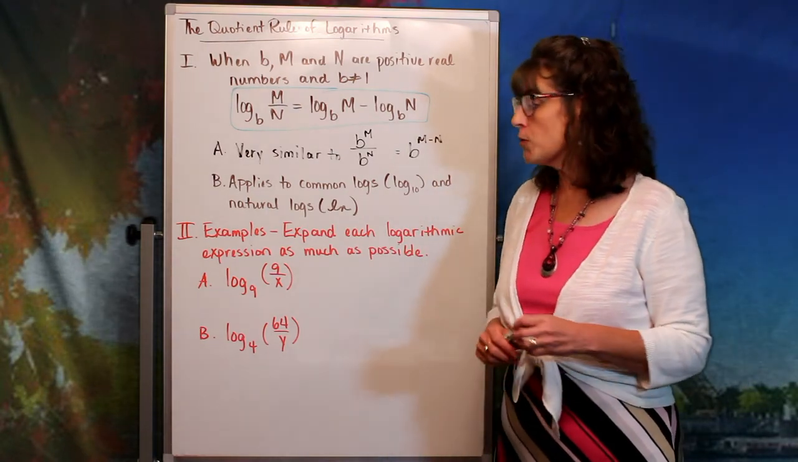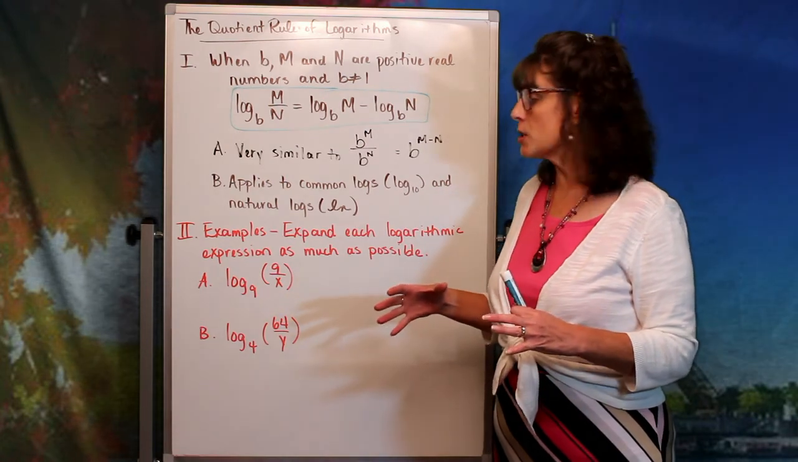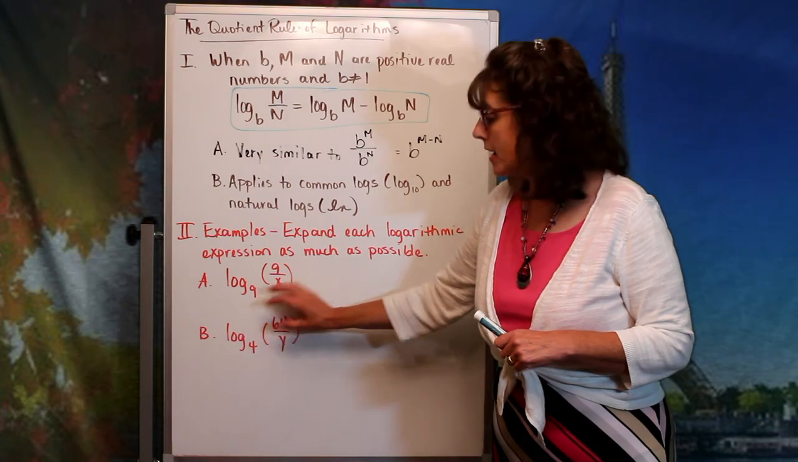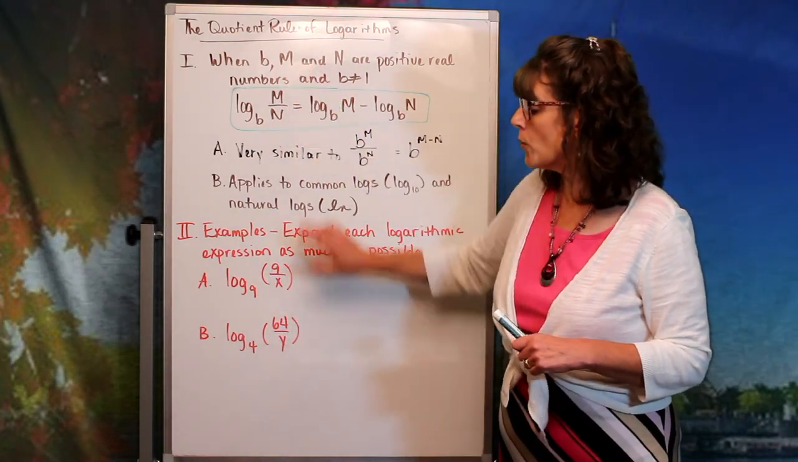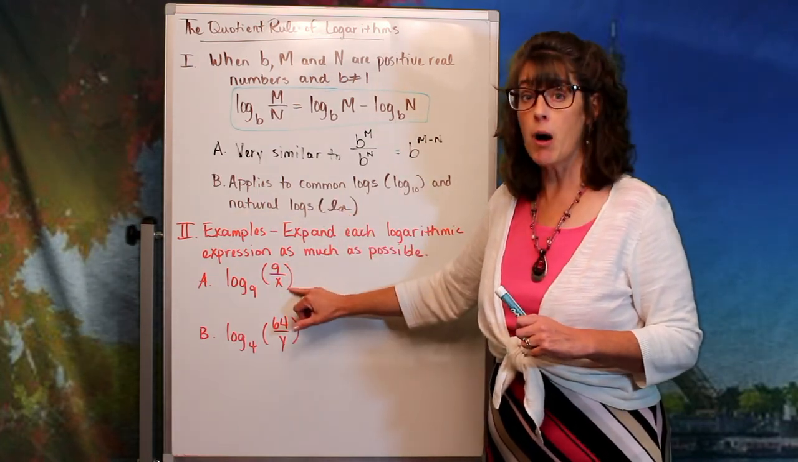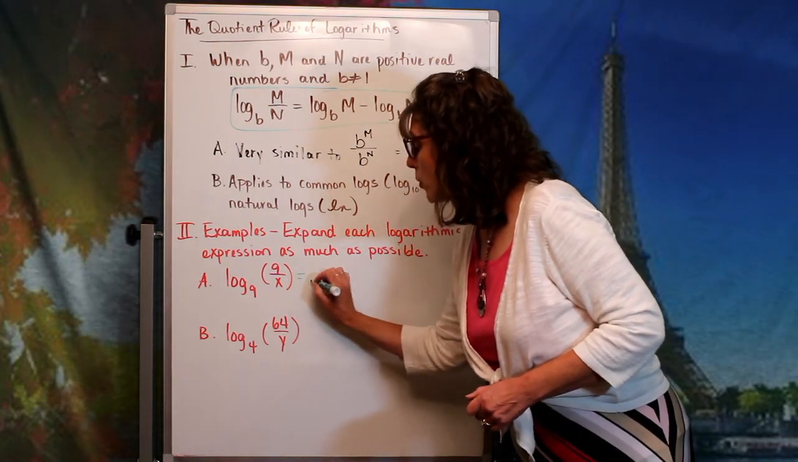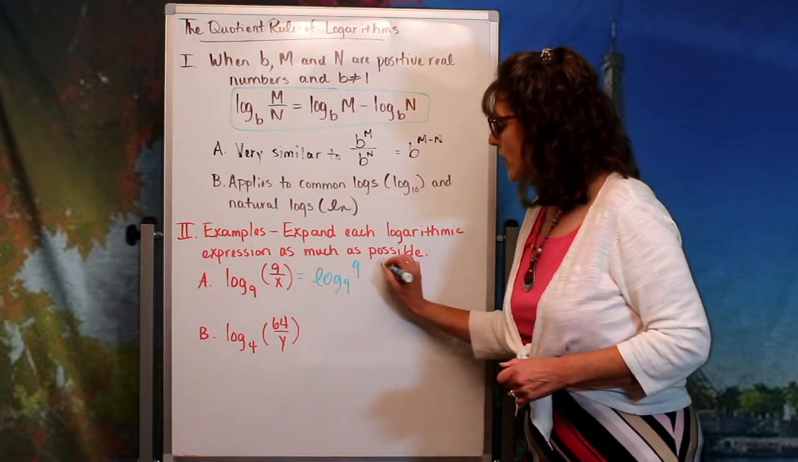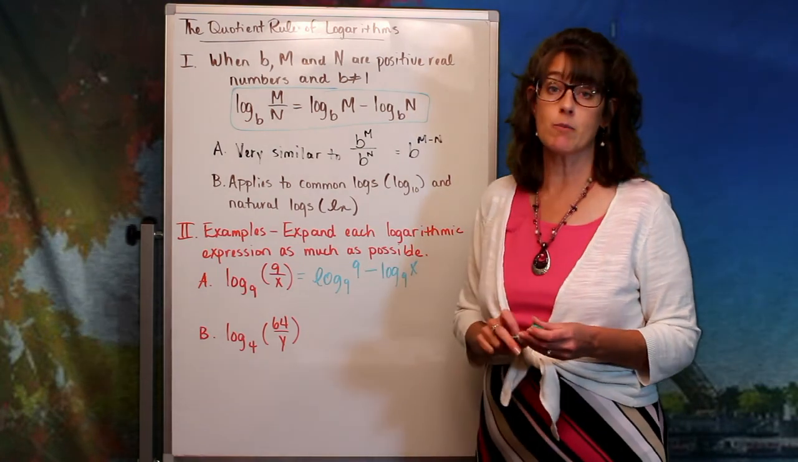So let's take a look at using this. We're going to take a look at two examples where we expand each logarithmic expression as much as possible. So notice here that I've got the log base 9 of this division problem, this quotient. So according to our quotient rule, we can take this and we can split it up and we can do the log of the top, log of the bottom, separate them by subtraction. So when we do log of the top, we're going to get log base 9 of 9. And then we're going to get log base 9 of x, and we're going to separate the two by subtraction.